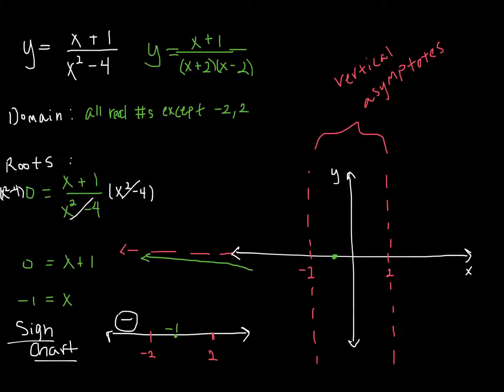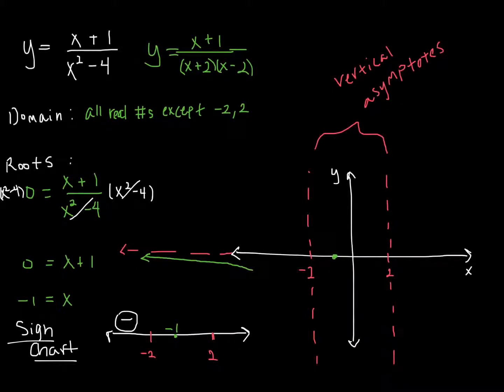Okay? So we'll get very, very close to an x value of negative 2, but we'll never actually touch it. We'll get very, very close to a y value of 0 as we move to the left, but we'll never actually touch it. Okay?